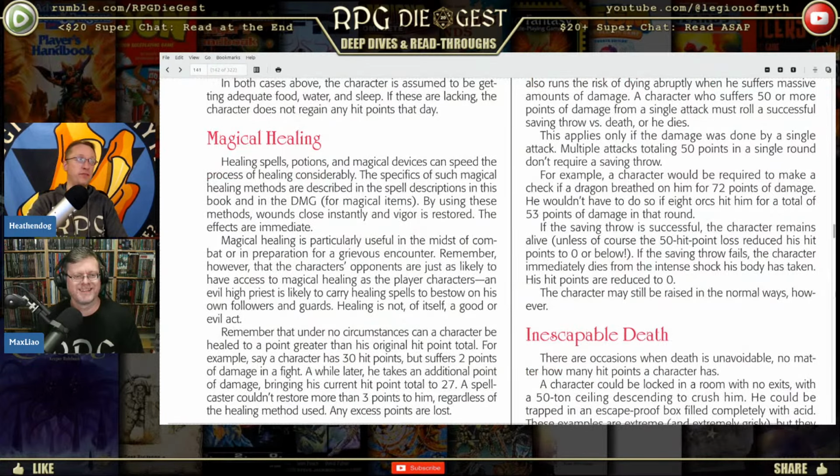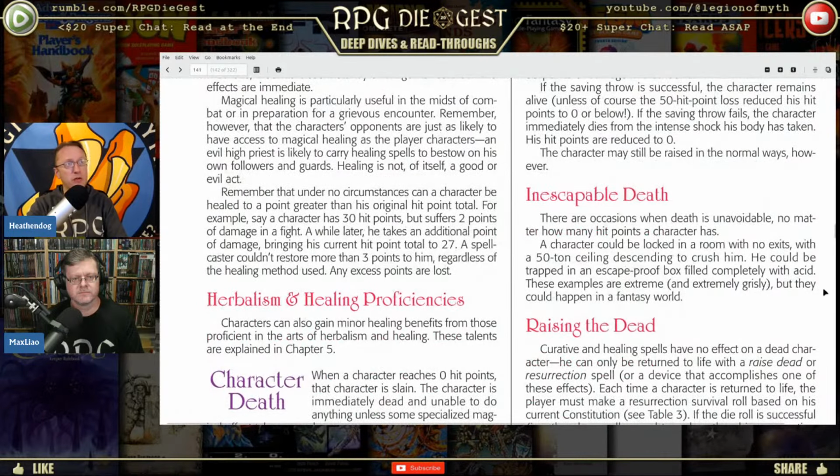And then there's cheating. Magical healing. Healing spells, potions, and devices can speed the process of healing considerably. By using these methods, wounds close instantly and vigor is restored. The effects are immediate. Magical healing is particularly useful in the midst of combat or in preparation for a grievous encounter. Remember, however, that the character's opponents are just as likely to have access to magical healing as the player characters. Healing is not, of itself, a good or evil act. Healing is just healing. Remember that under no circumstances can a character be healed to a point greater than his hit point total. Again, even with magic, you can't break the laws of the universe.